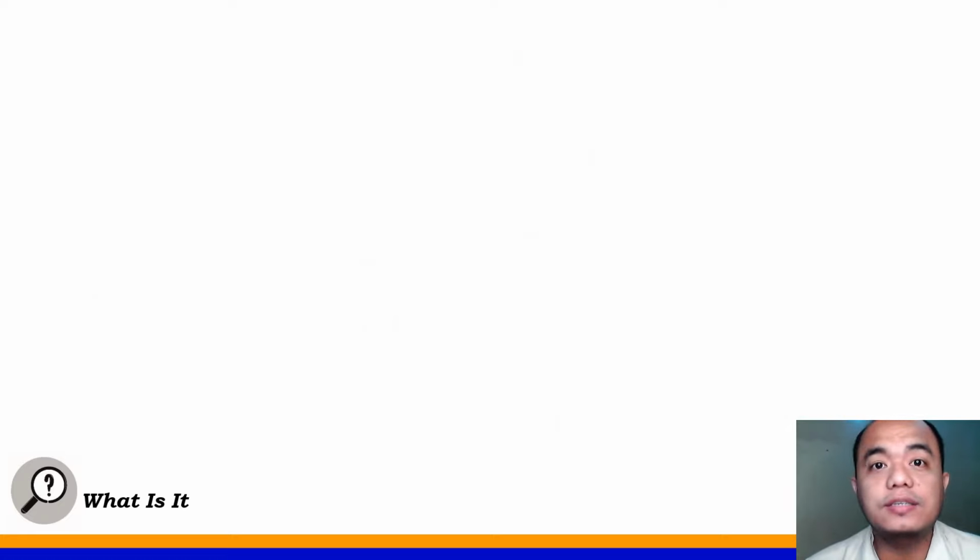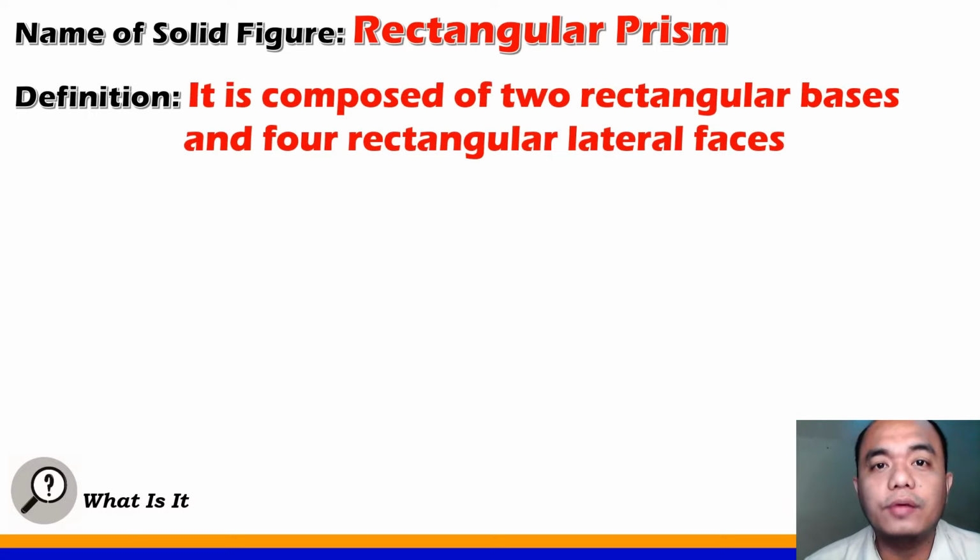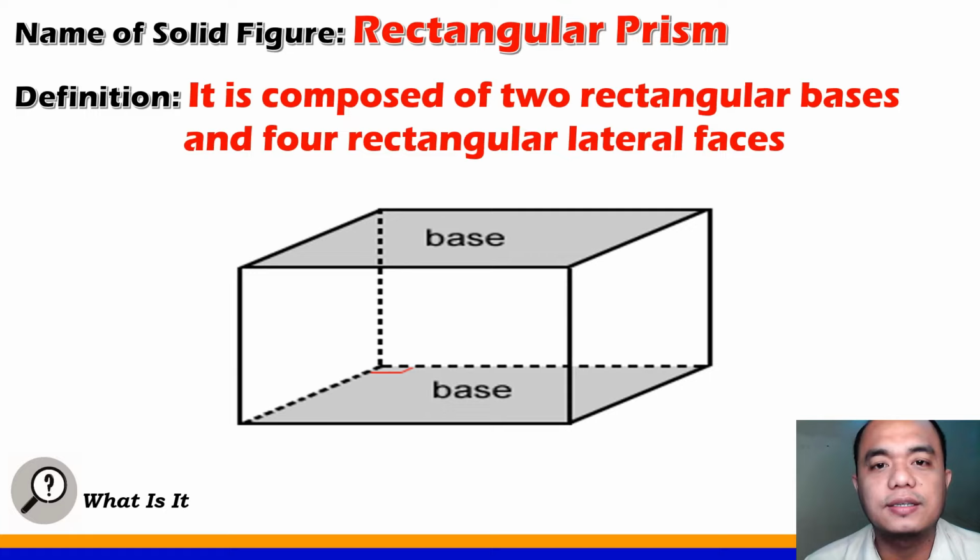This time we will describe each of the solid figures, and we will start with the rectangular prism. And how do you describe a rectangular prism? A rectangular prism is composed of two rectangular bases. What you see here on screen is an example of a rectangular prism, and the bases are located here, at the top and at the bottom.